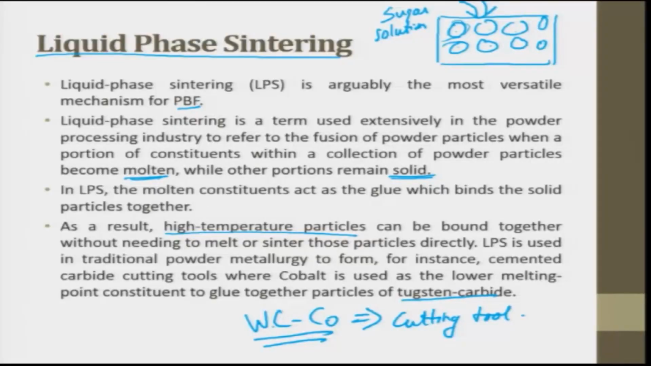Okay, so this is a typical example wherein the product you make is directly used for the output. So it is a typical example of rapid manufacturing. You have manufactured the cutting tool directly.